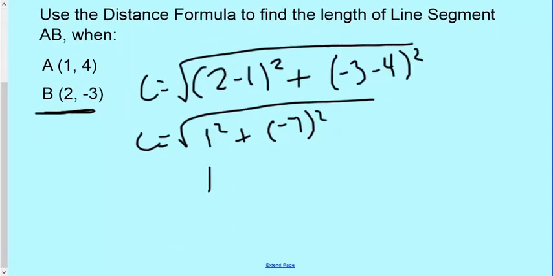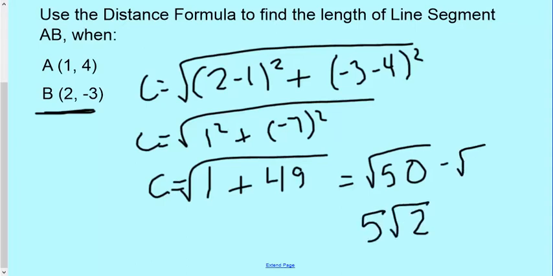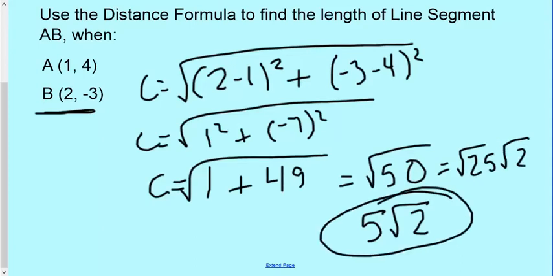So 1 squared is just 1, plus negative 7, the quantity squared, is just 49. So c equals the square root of 50. And we know that we can break down 50 into 5 square roots of 2 because 50 can be broken down into square root of 25 times the square root of 2. So there we go. Our final distance is 5 square roots of 2. And this method can be a lot quicker if we know how to apply it into a calculator and can do it from there. Let's try another one.